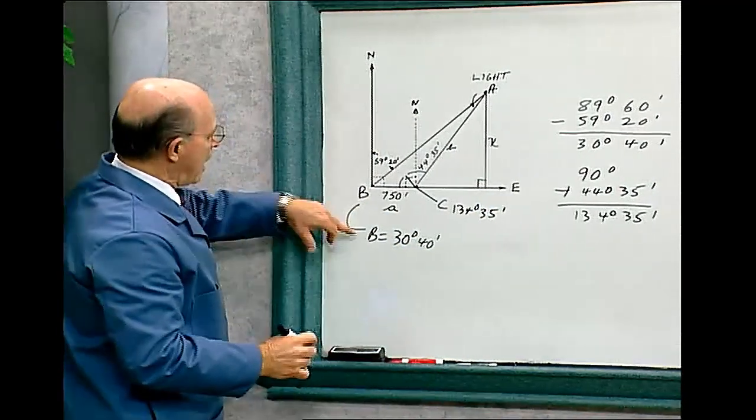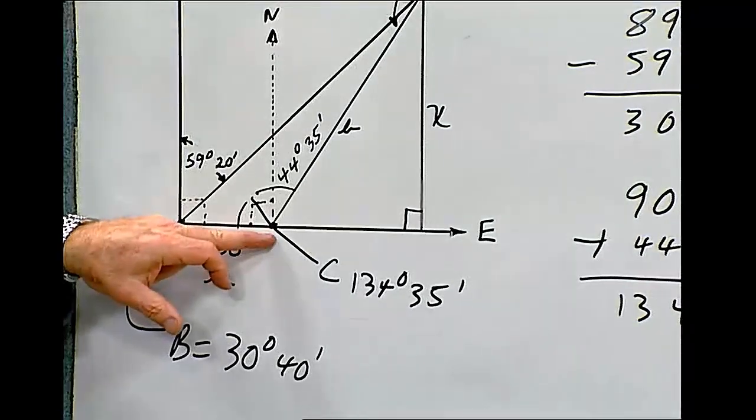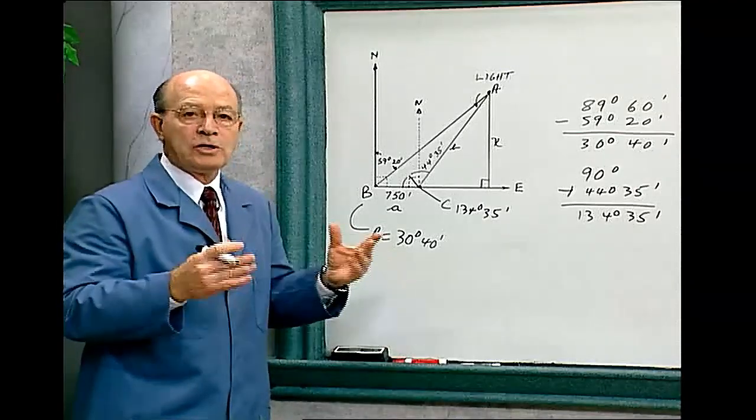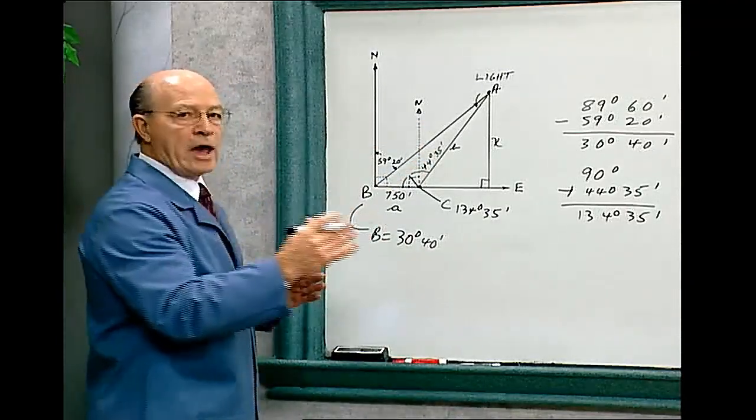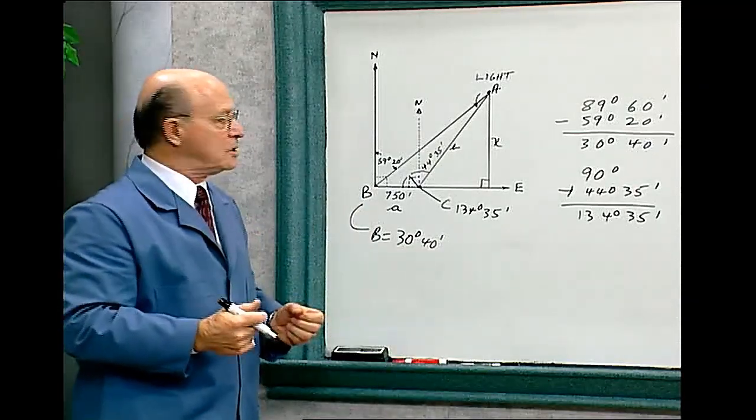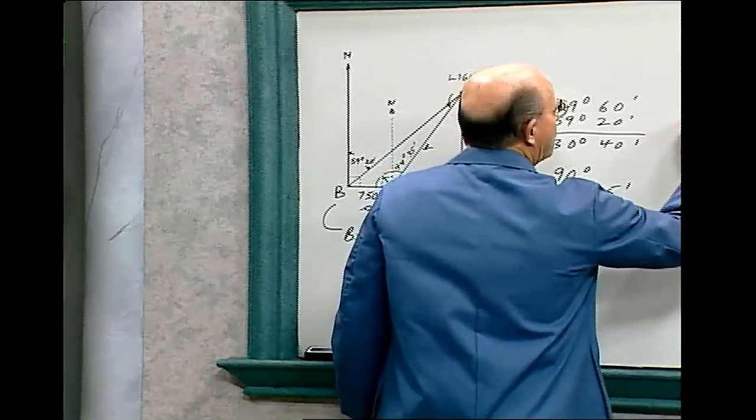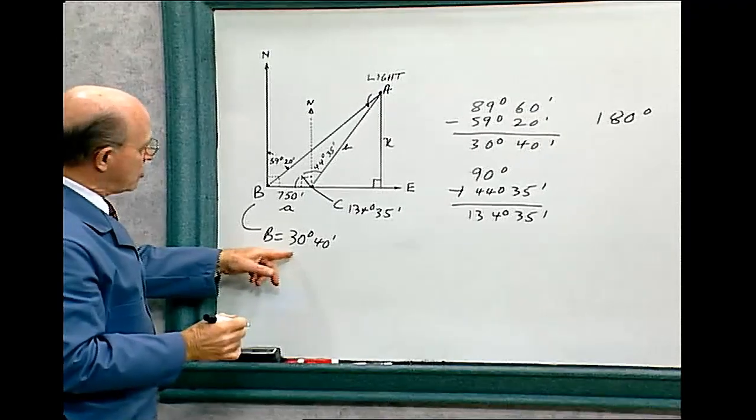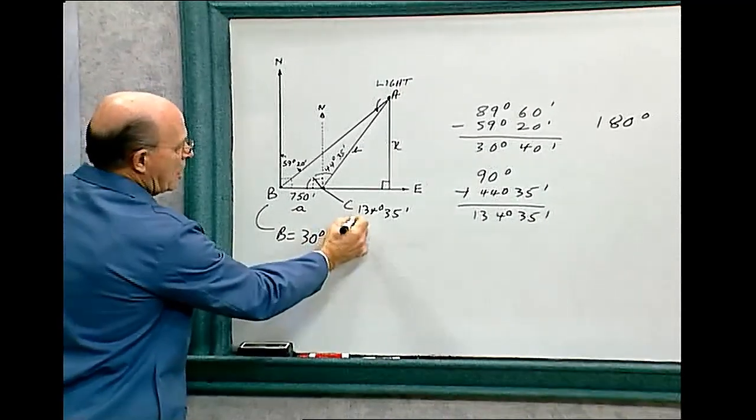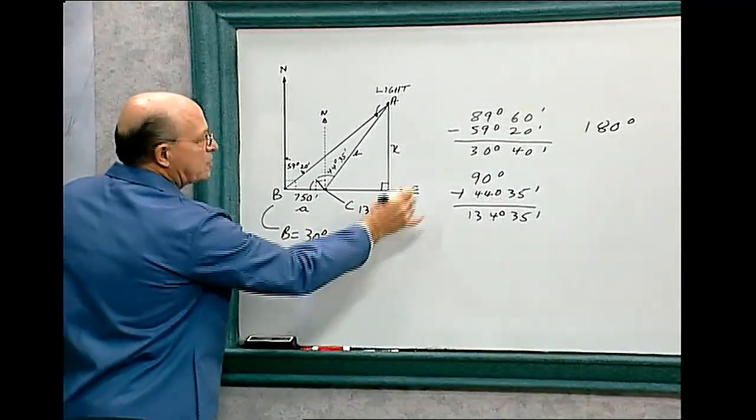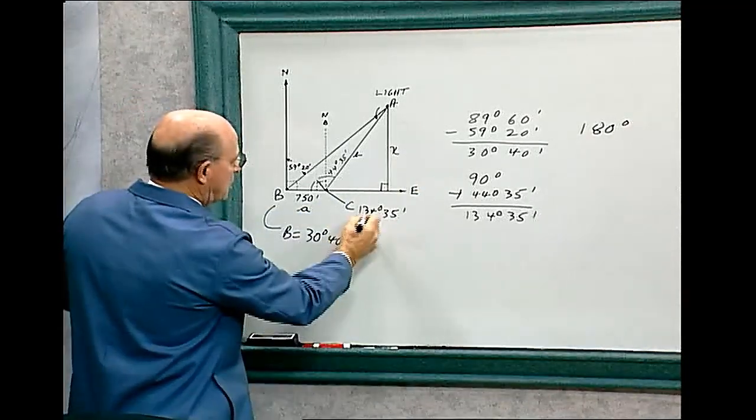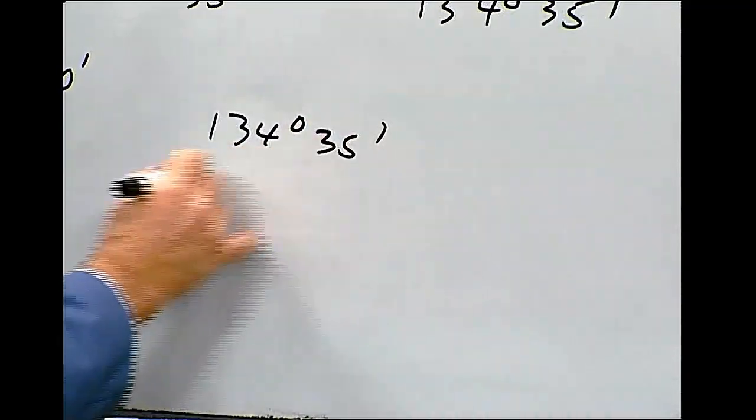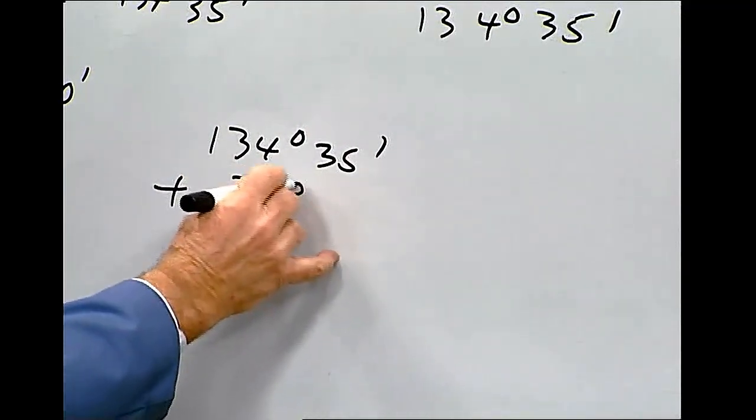Now we have angle B, we have angle C, and if we know two angles of any triangle, we always know the other angle, because all the angles of a triangle always equal 180 degrees. So we can start with 180 degrees, and all we have to do now is deduct 30 degrees 40 minutes and 134 degrees 35 minutes from 180 degrees. So let's put these two together. 134 degrees 35 minutes plus 30 degrees 40 minutes.